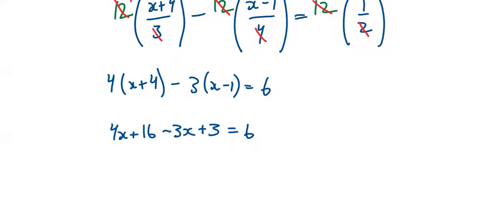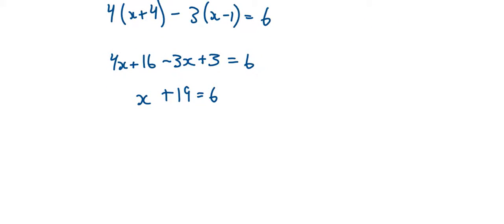And I'm going to collect like terms on this side. 4x minus 3x is just x. 16 plus 3 is 19. And then subtract 19 from both sides. 6 minus 19. Minus 13.